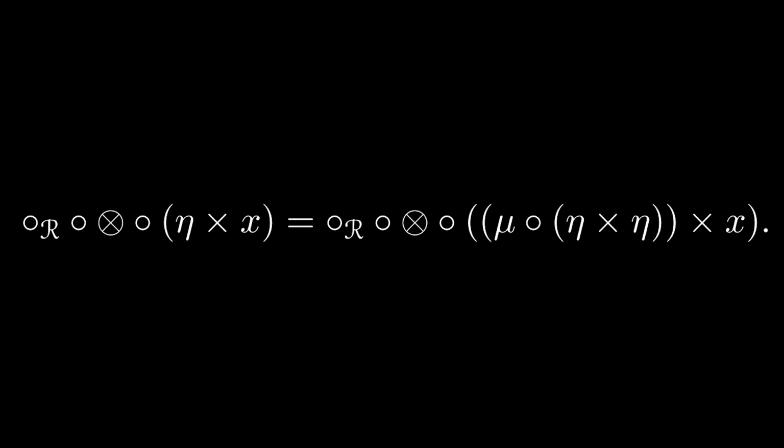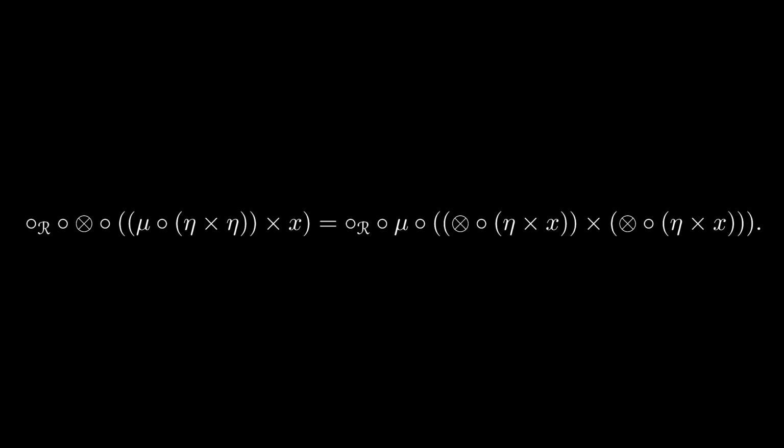Therefore, we have that comp R comp tensor comp eta cross x equals comp R comp tensor comp mu comp eta cross x. By bilinearity of tensor, we have comp R comp tensor comp mu comp eta cross x equals comp R comp mu comp tensor comp eta cross x cross comp tensor comp eta cross x.